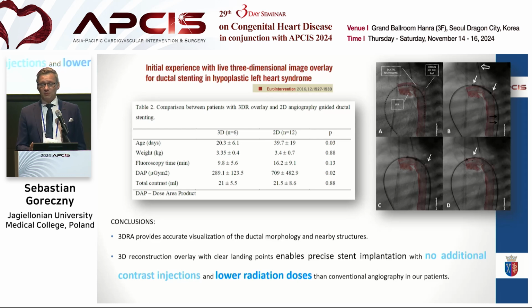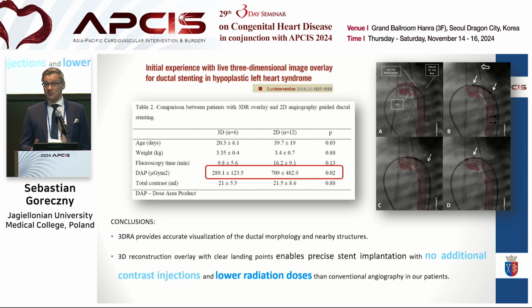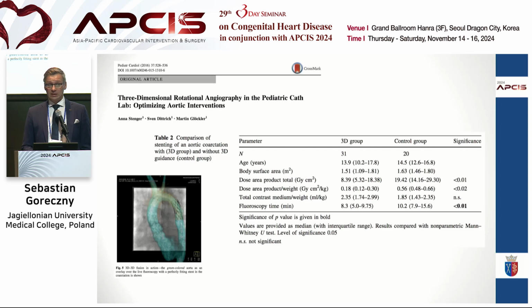This is a paper from my previous center when we looked at 3D guided ductal stenting in hypoplastic left heart syndrome, and we compared it to regular two-dimensional angiography. And in our experience, in our hands, when we use 3D imaging, patients received lower radiation dose. The group in Germany looked at their experience with rotational angiography for coarctation stenting, and in their experience, when they used 3D overlay, they had lower radiation dose and shorter fluoroscopy time.